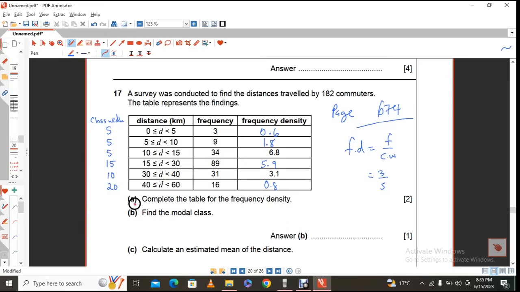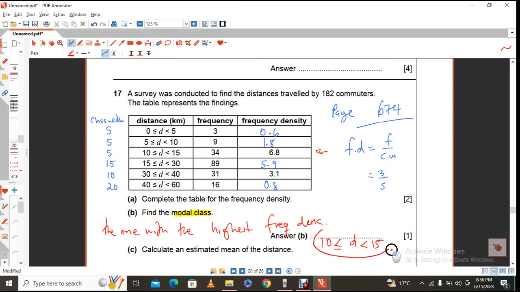Another thing we've noticing with this next question is the modal class. The modal class, okay, now when you go up there, and I'll write it down here, is, let's use red. Between all these classes that you have, the one with the highest frequency density. Which one has the highest frequency density in those classes that you have over there? You agree with me? It is the one from 10, D is greater than or equal to 10, less than 15. Is it not so? This one here. That is the modal class. The one of the highest density. Very important that you understand that.